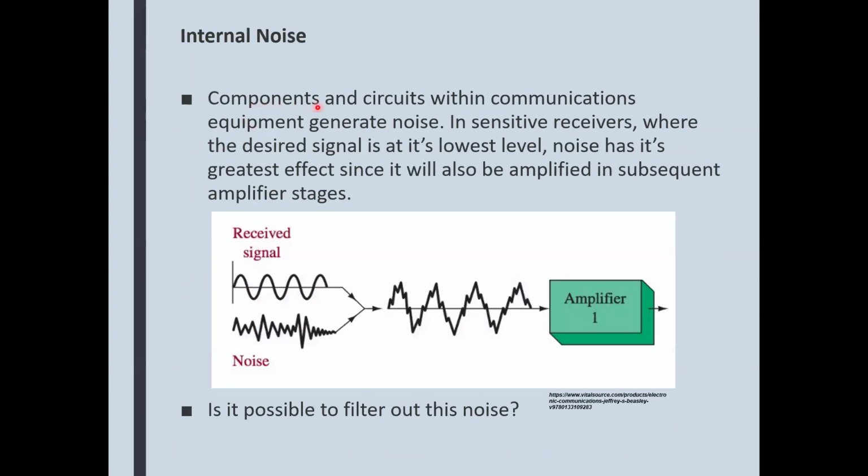Internal noise. Components and circuits within communications equipment generate noise. In sensitive receivers, the desired signal is at its lowest level. Let's say you are a shortwave amateur radio operator. Then you're going to receive some signal from far, far away. That signal can be mixed with the noise.